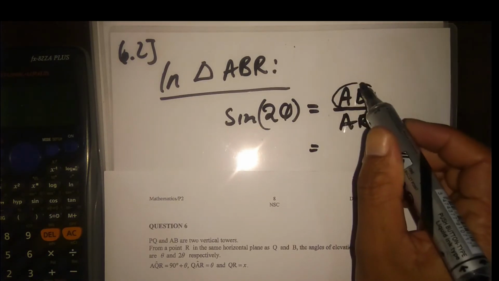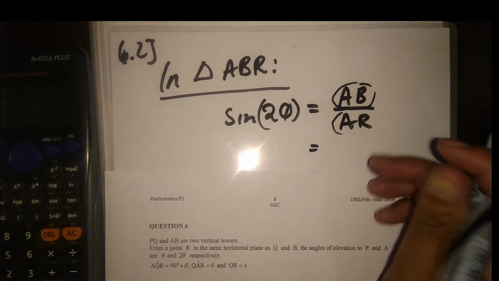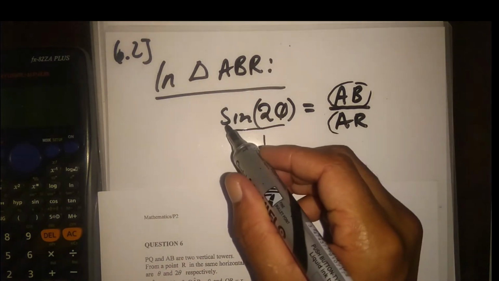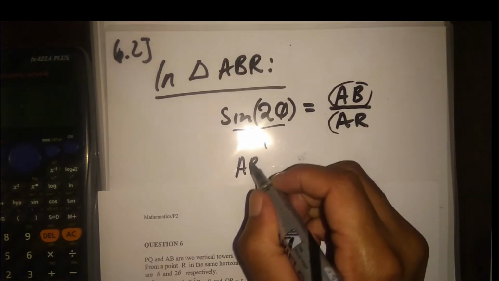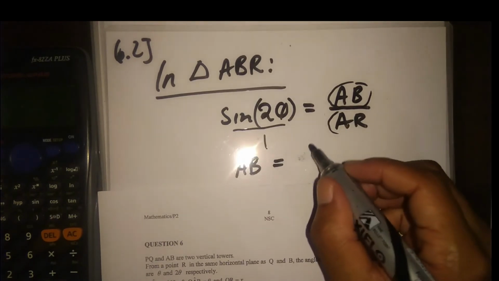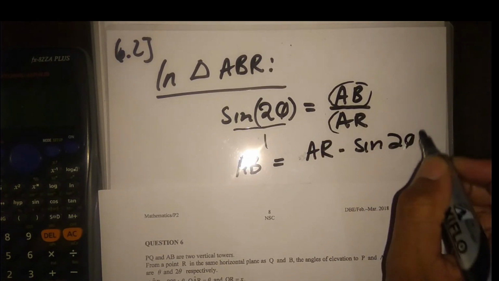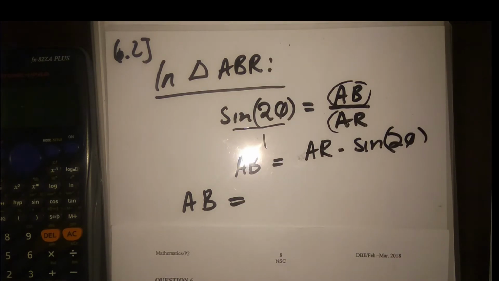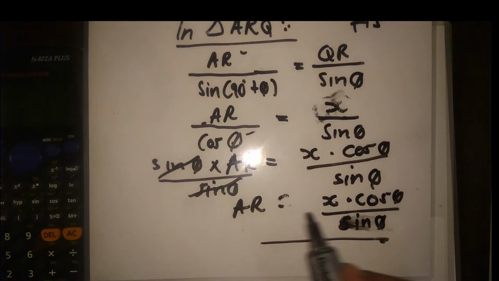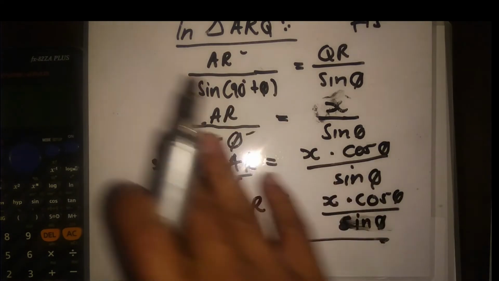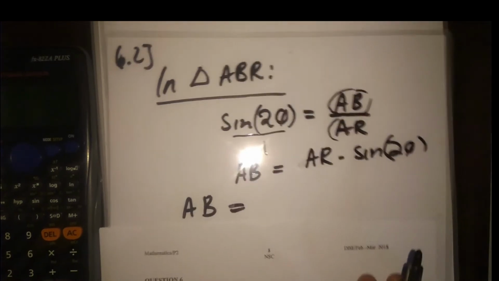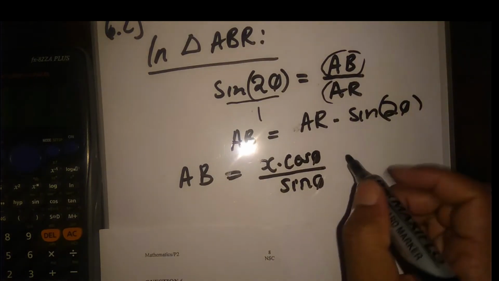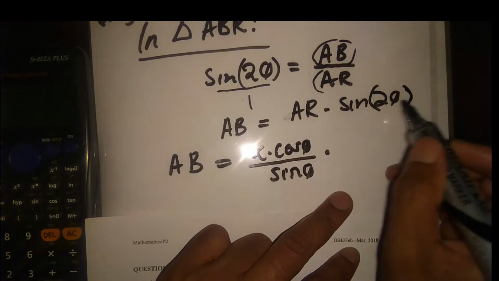AB sifuna ukuprova yena, but we do have AR. But just for simplicity, let's cross multiply right away. AR times 1 times AB, it's AB equal to AR times sine 2 theta. Now AB is going to be equal to AR. We found that AR is equal to x times cos theta over sine theta. So let's substitute leyo value. AR is x times cos theta over sine theta multiplied by sine 2 theta, the double angle.